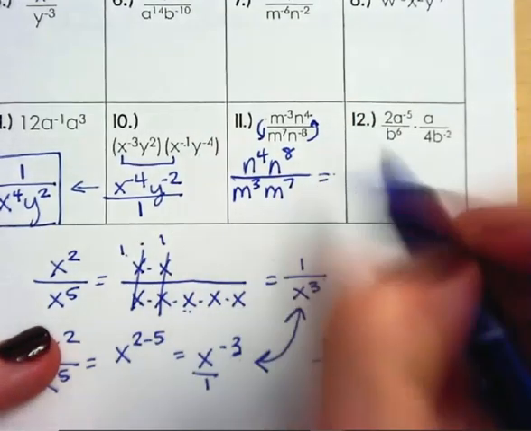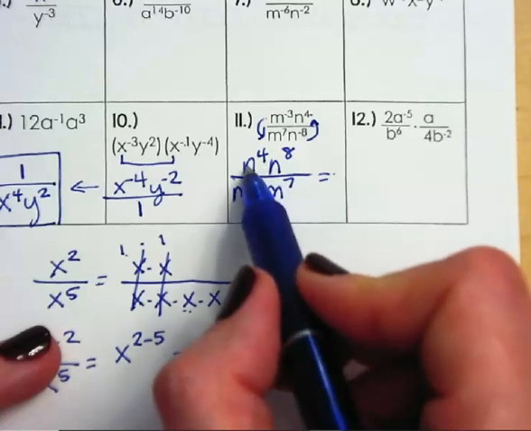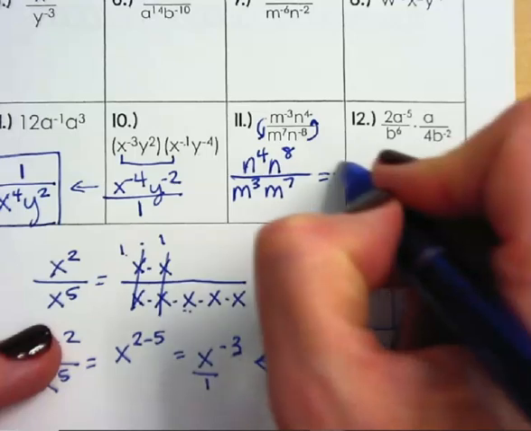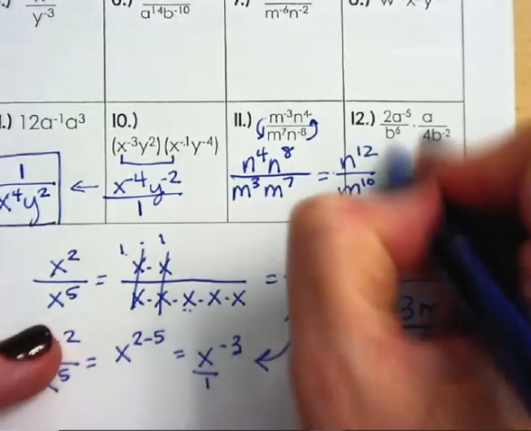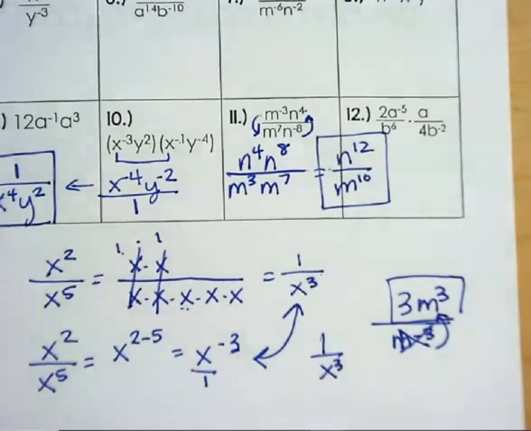So now that I have the same bases here, I can use my product rule, which says when you're multiplying the same base, you add the powers. So n to the 12 over m to the 10. And then do the rest of the problems that I skipped and check your answers in Google Classroom.